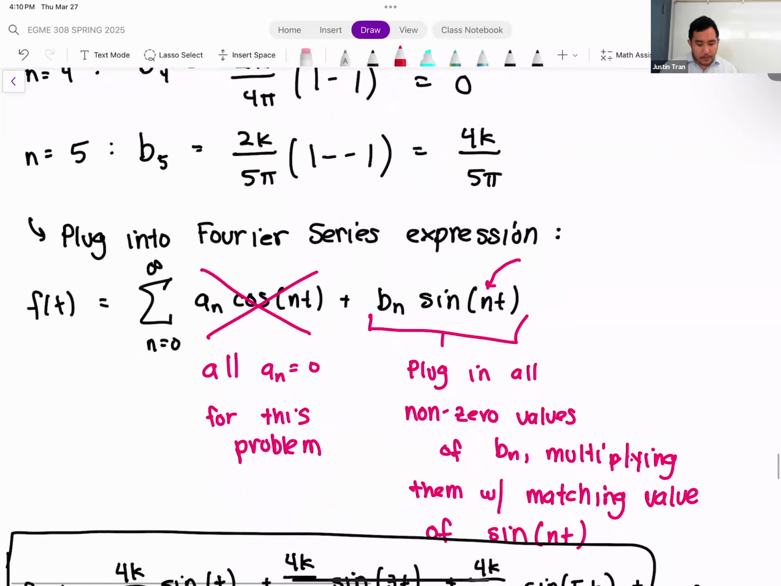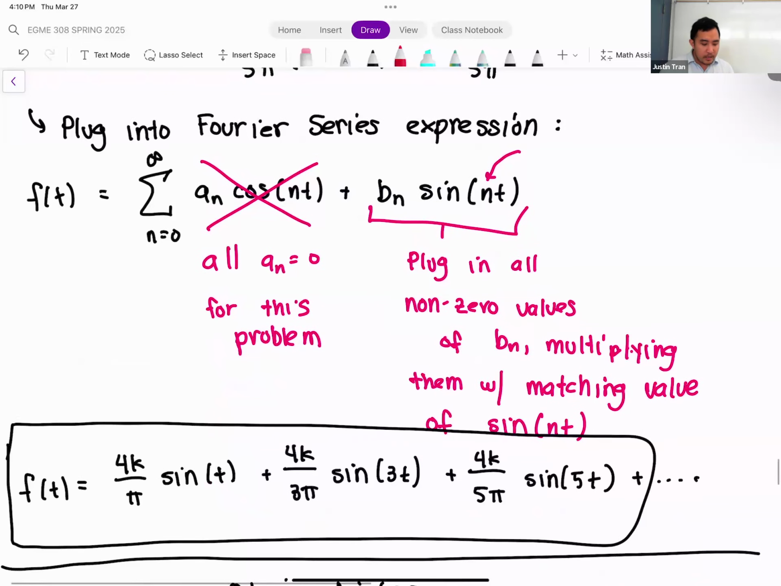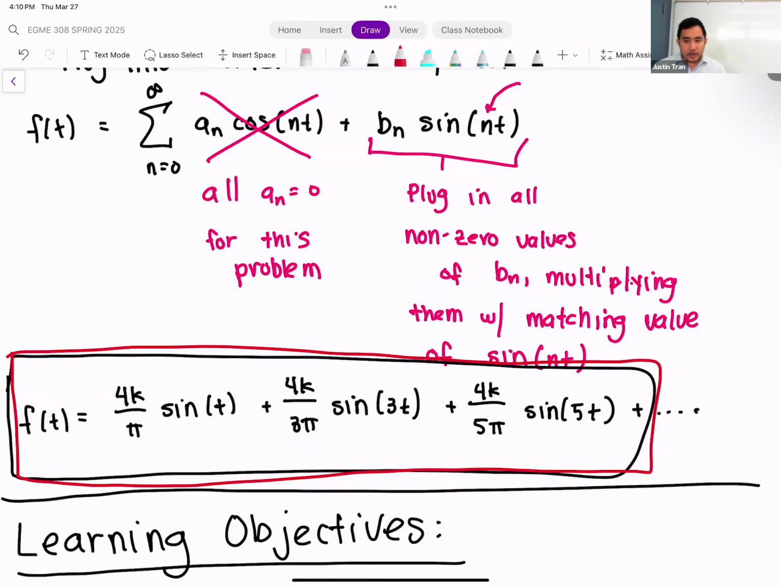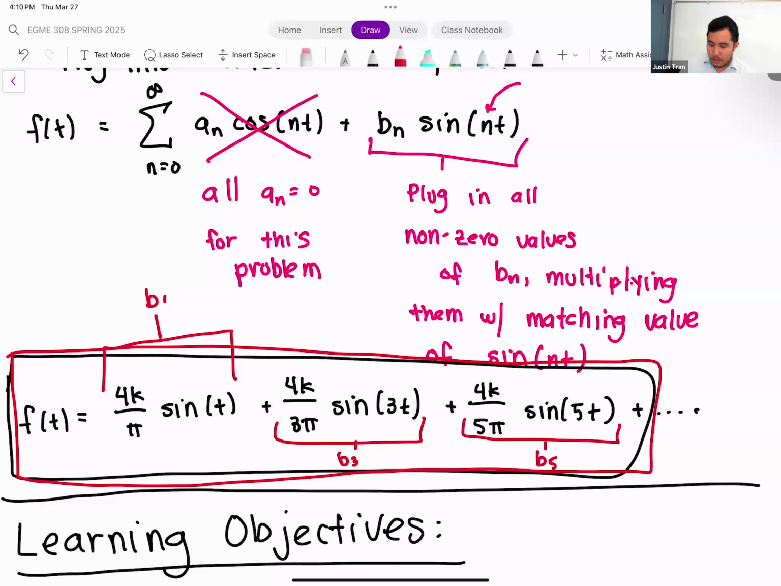Okay. And so what we did from there was we plugged those expressions into this infinite summation. And so we only plugged in the first 5 terms, and we got this function here. Okay. So plugging in the first 5 terms in this expansion, just noting that all of the a(n)s are equal to 0, we get this f of t here, where we have 3 terms, where this term right here is the b1 term, this right here is the b3 term, and this term right here is the b5 term. Okay. And b2 and b4 in this case were equal to 0.